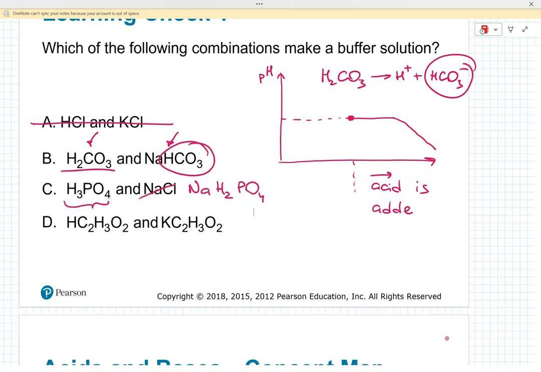What about D? Will it work? Yep. That's a weak acid. Oh, it is. It's acetic acid. It is acetic acid.